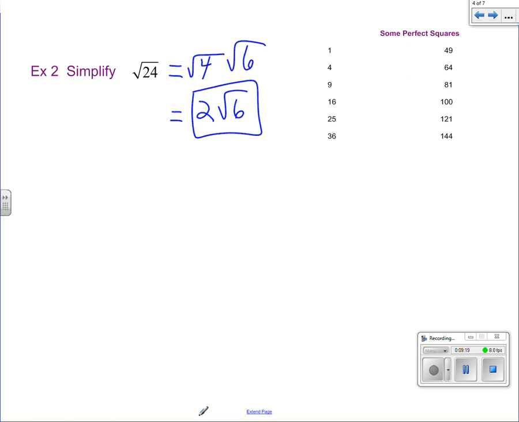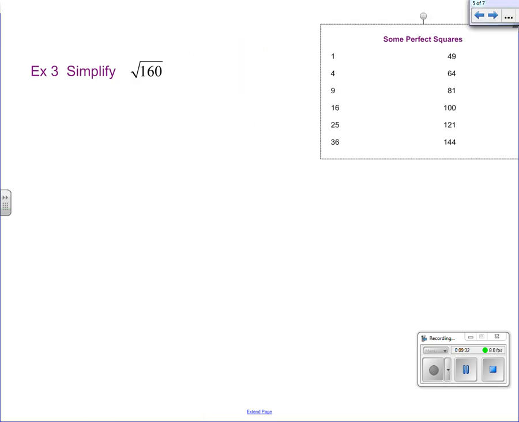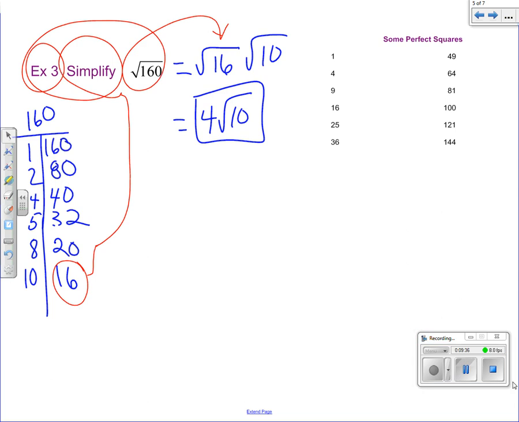All right, now, next 2 examples are for you. I'm going to show you the example. I want you to pause the video. I want you to work it out, and I want you to hit play and check this out. Matches mine? All right, check it out. I got 4 square root of 10.